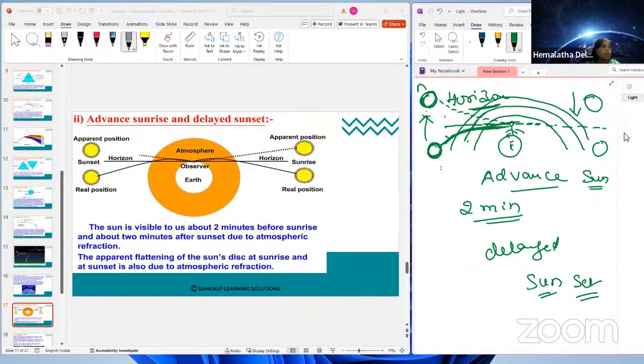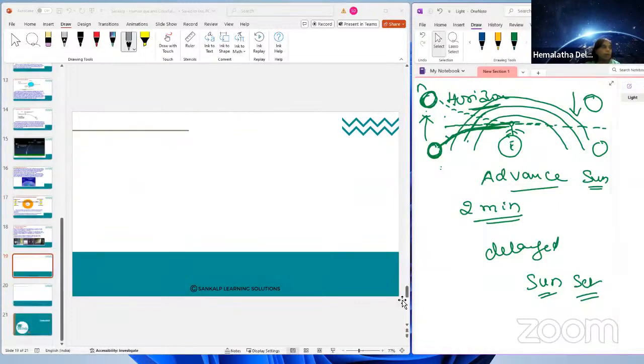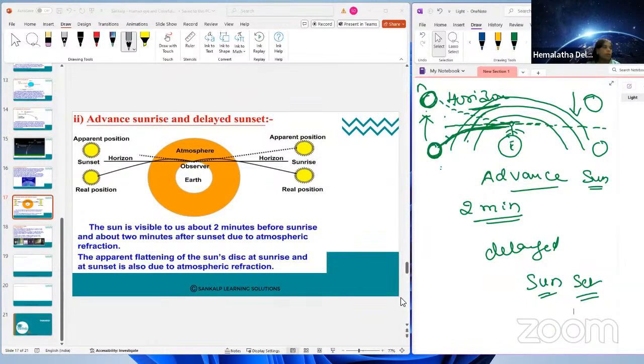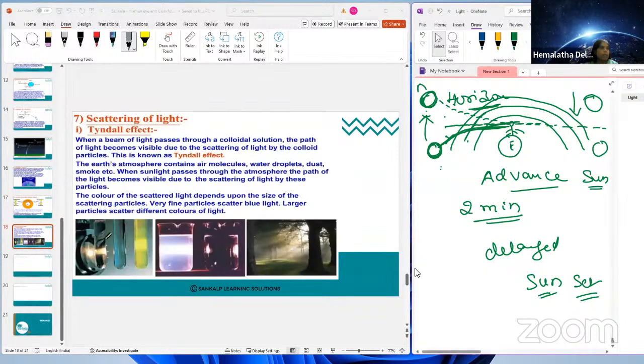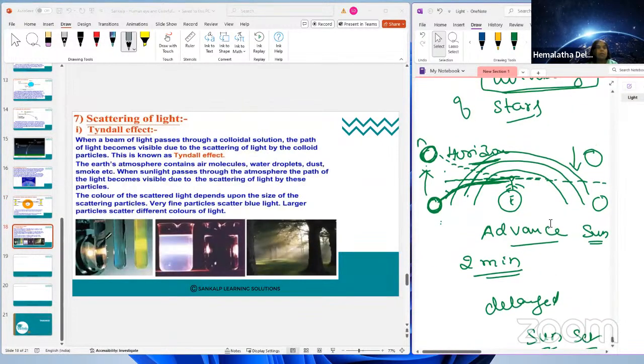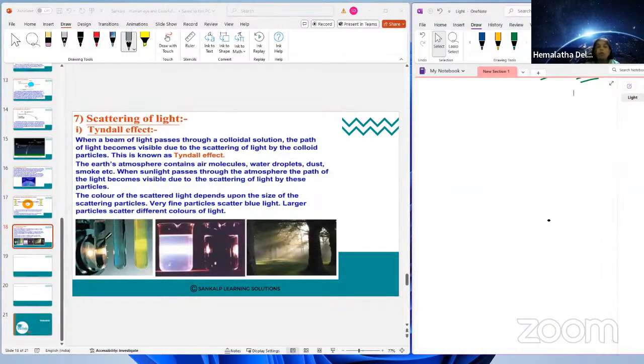Okay. So now I think you understood all these things, and I'm moving towards the scattering of light. One more important thing is known as the scattering of light. Have you heard anything about scattering, a word like scattering? This is also one different phenomenon of light, known as the scattering of light.